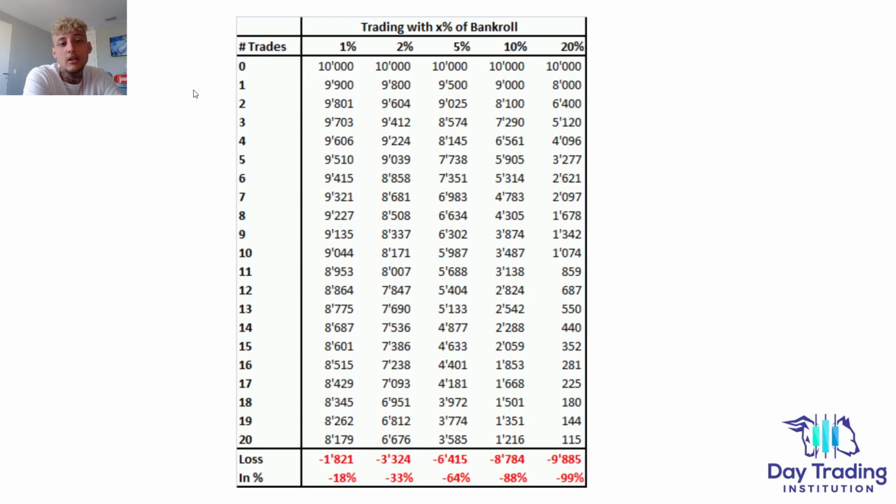Now, let's take a look at this chart, right? So number of trades is how many trades we're going to be losing in a row, and then we're going to look at the risk percentage of how much we're risking. Now, typically, I'll almost never risk 10 or 20% a trade unless I'm doing like a crazy challenge, right? But anyways, let's look at how much it would take you to come back from these losses, right?